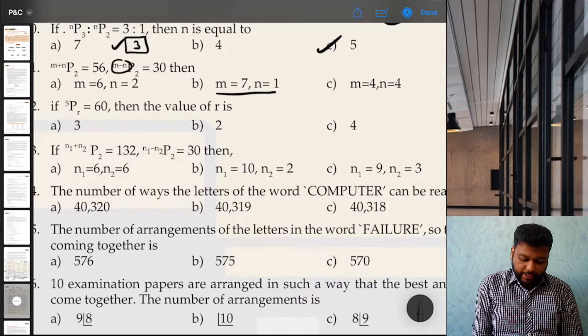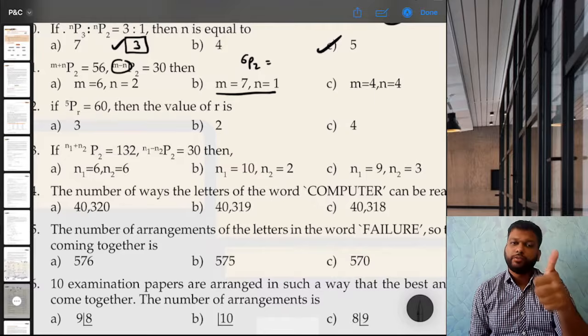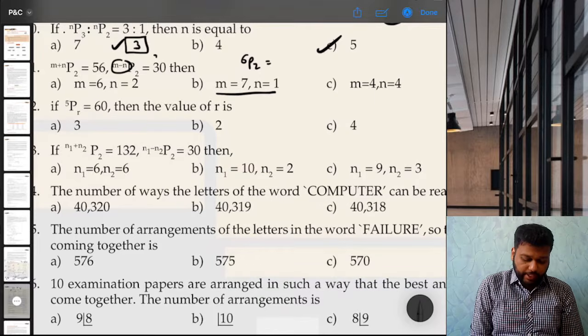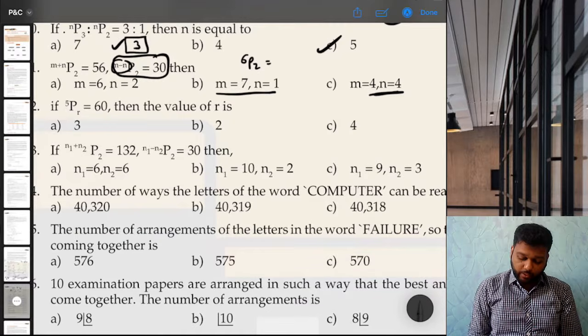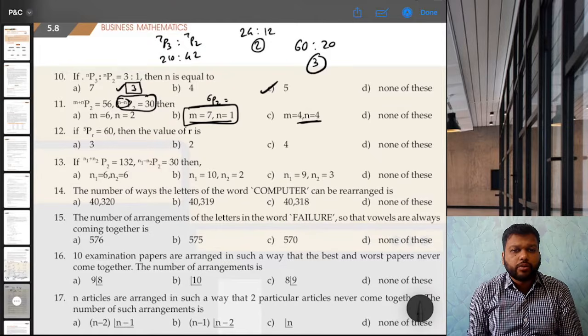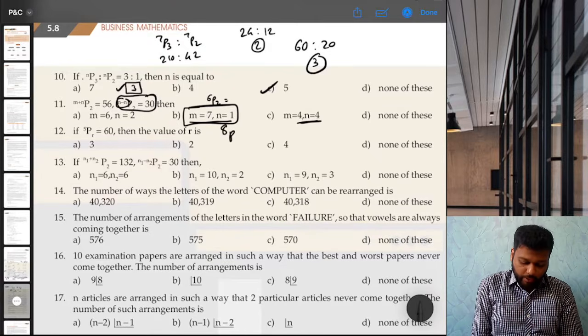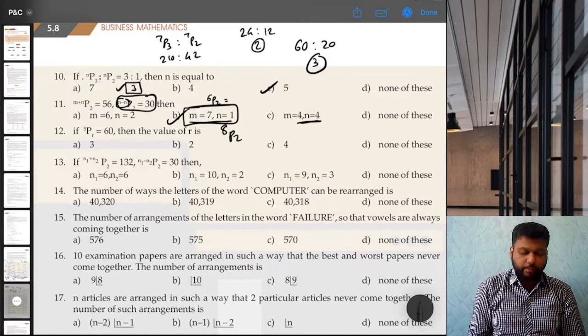So m minus n is 6p2. Let's check if 6p2 is 30. 6 factorial by 4 factorial, which is 6 into 5. So that is correct. So second condition is being satisfied. And obviously this is not the answer, right? Because m minus n will be 0. So this is going to be our answer most probably. Let's check the first one also. m plus np2 is 8p2. 8p2 will be 8 into 7, which is 56. So B is the correct answer.